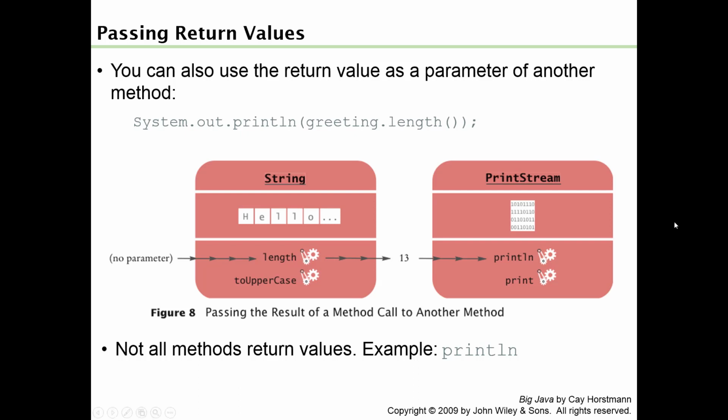Now, not all methods return a value. Notice how println doesn't spit anything out as a return value. Its return type is void. It does send things out to the command line, but it doesn't return any value as a result of the method call, nor does print for that matter.